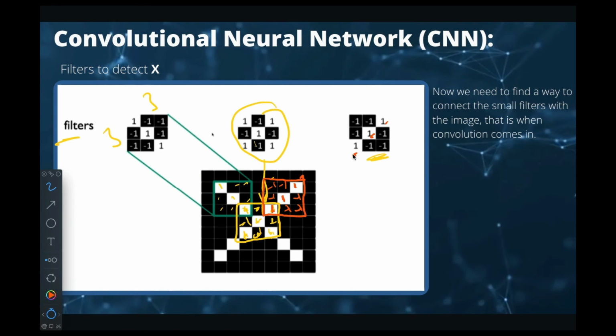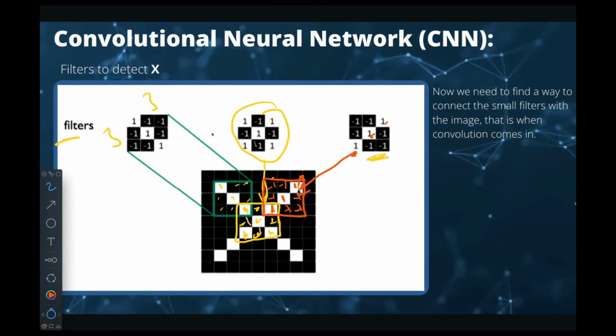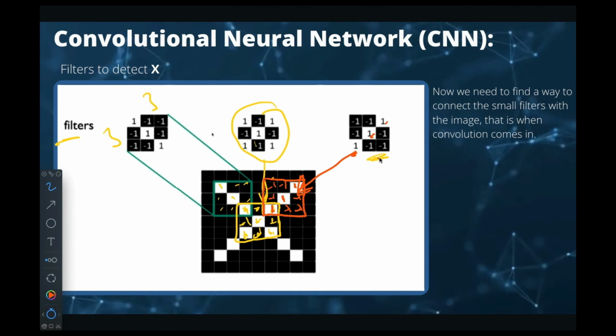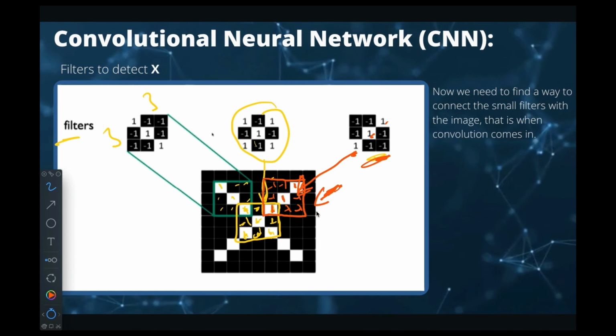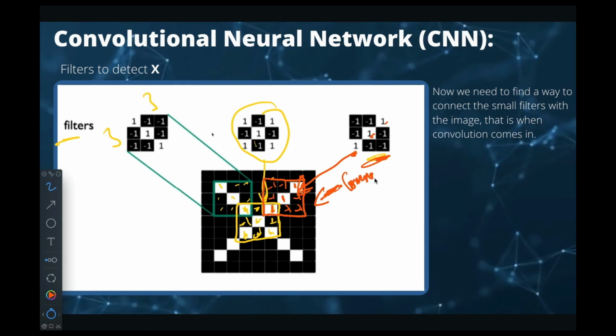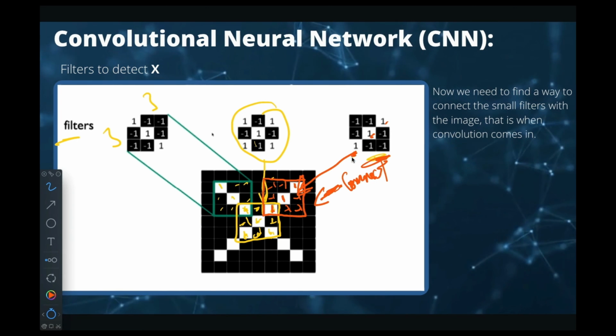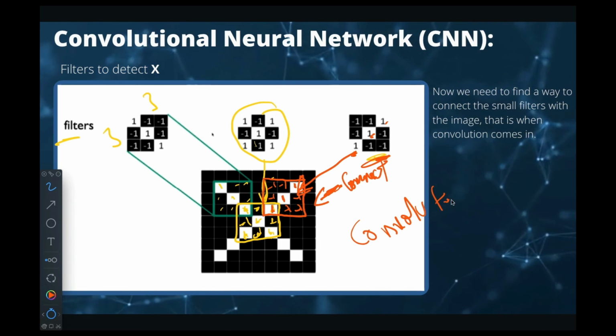We need to now link or connect this filter with the image that is here. We need to find a way to connect them, because this is a filter that we have defined, and the image too is going to be converted to a matrix like this. So we need to find a way to connect the two. And that's when we need to do the convolution operation.